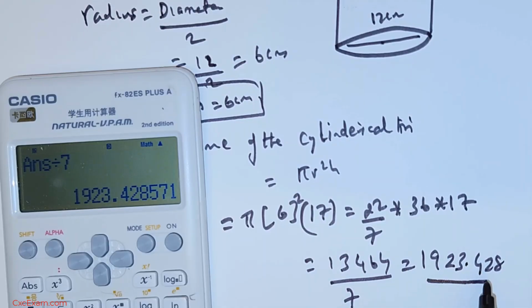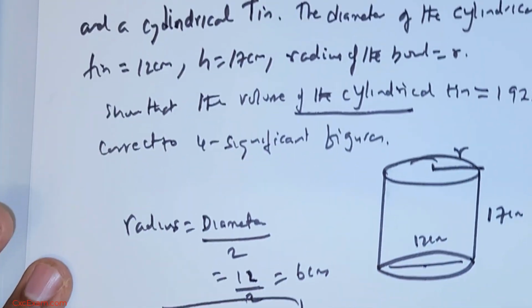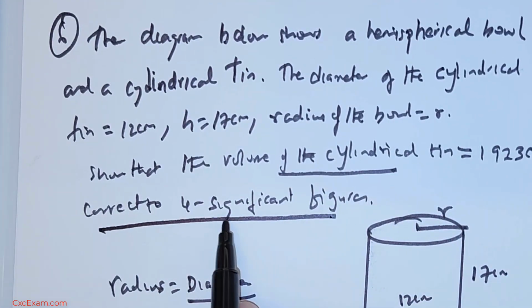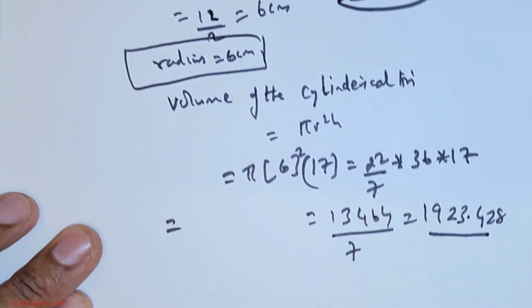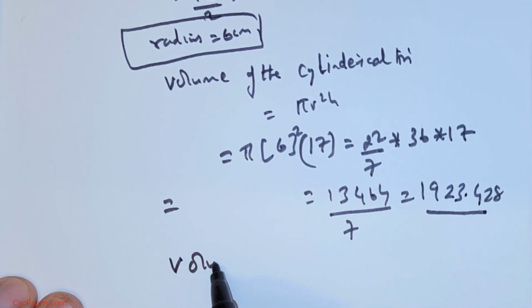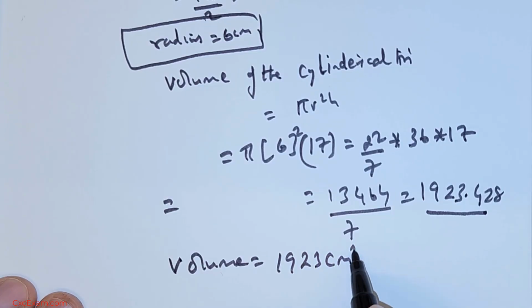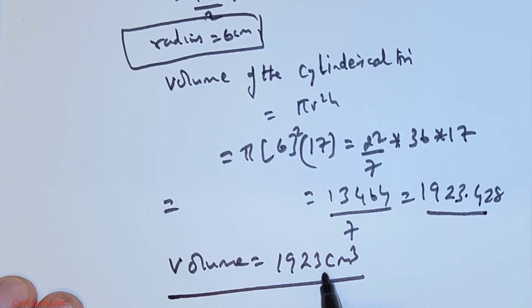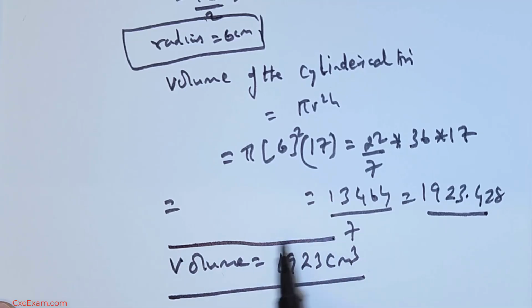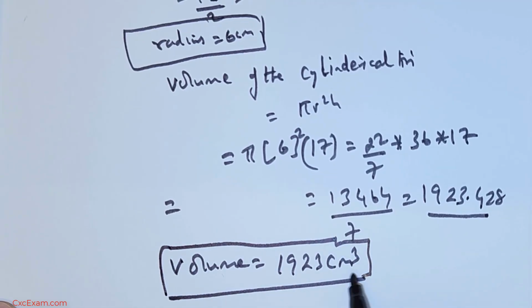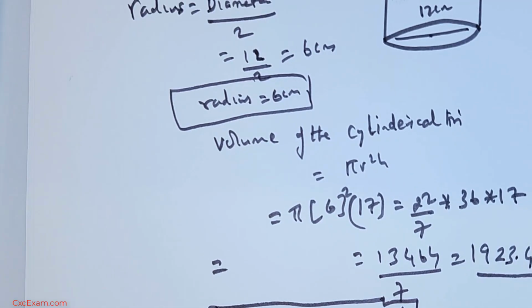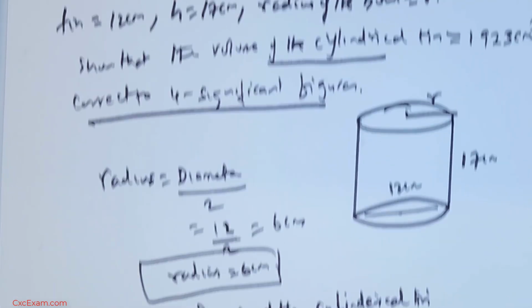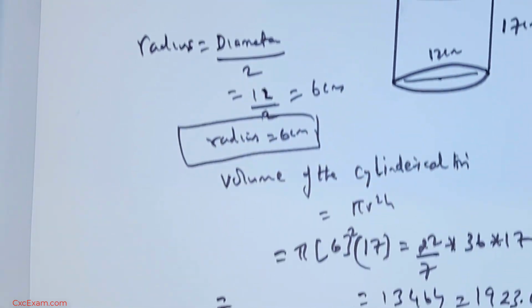The question is asking us to correct to 4 significant figures. So that means the volume is equal to 1923 cm cubed. You have 4 digits here, so that is sufficient, and that is exactly what the question requires. Now we have to go to the next part of the problem. I hope you are following this question.